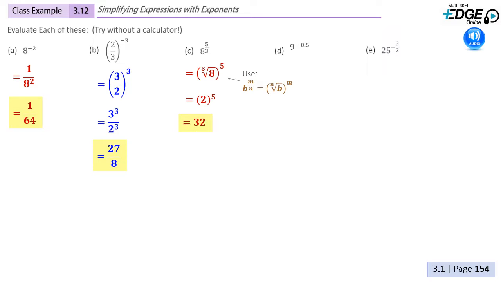If our exponent is rational, which means a fraction, then we'll treat the numerator as being the exponent and the denominator as the index on the radical. Here, we end up with the cube root of 8 to the power of 5. The cube root of 8 is 2, and 2 to the power of 5 makes 32.